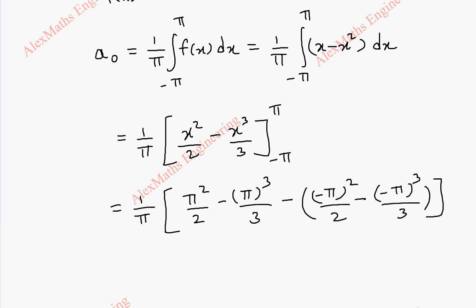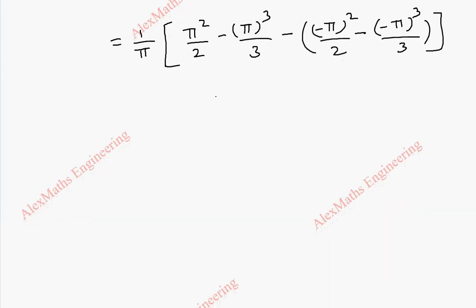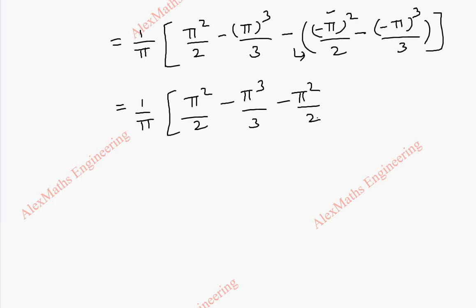Now we simplify further. This is 1 by pi. First term is pi square by 2. Second term is minus pi cube by 3. And this when I square it will become positive, but outside there is a minus sign, so it is minus pi square by 2. Then this is minus. Already there is a minus, so plus, but outside there is a minus, so it is totally minus. So minus pi cube by 3.